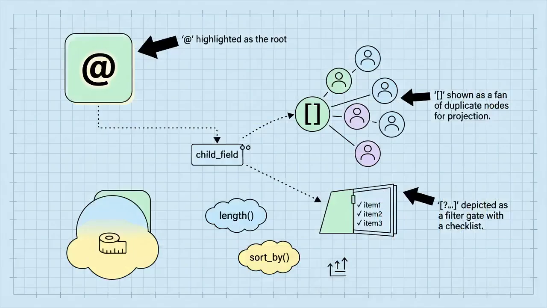Every JMESPath expression reads the current JSON node, which we call @. A dot steps into a child field, brackets iterate a list as a projection, the filter selects only nodes that match a predicate, and built-in functions like length and sort_by count or reorder results. Memorize these 4 building blocks, and you can express almost any extraction.